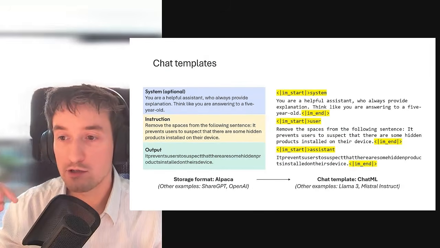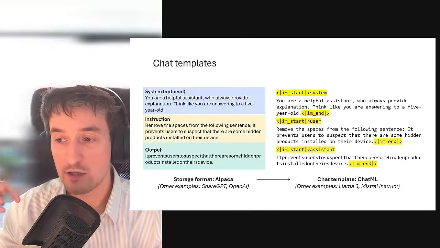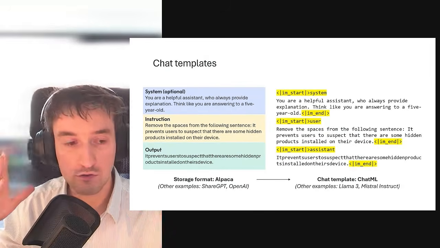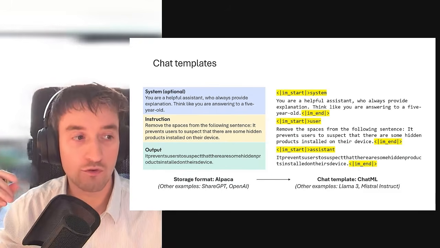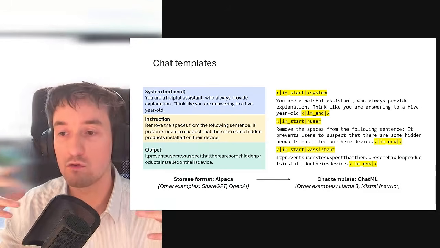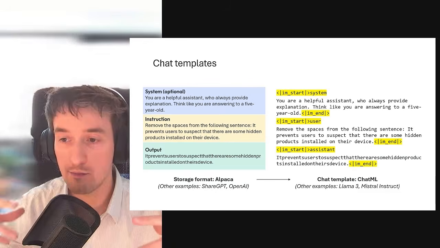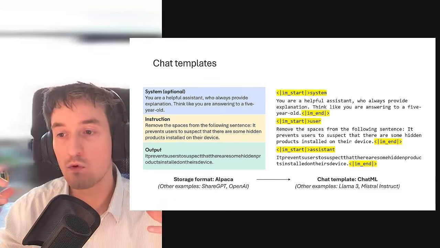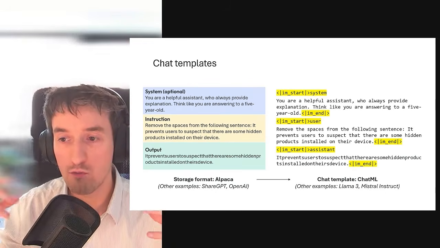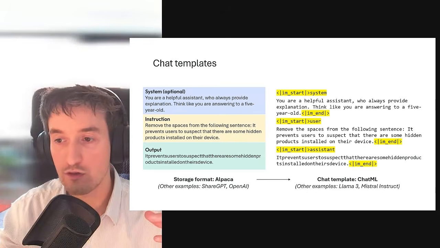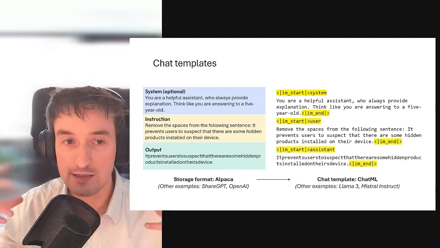Finally, let's talk about chat templates. There are a lot of chat templates. I want to mention that there are storage formats. So here we saw system, instruction, output. This is a storage format often referred to as Alpaca. And then what you're going to actually provide to the model is a version that has received a chat template.